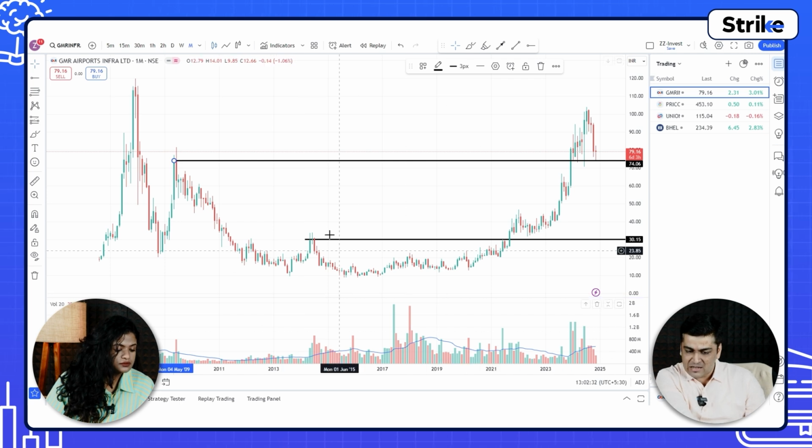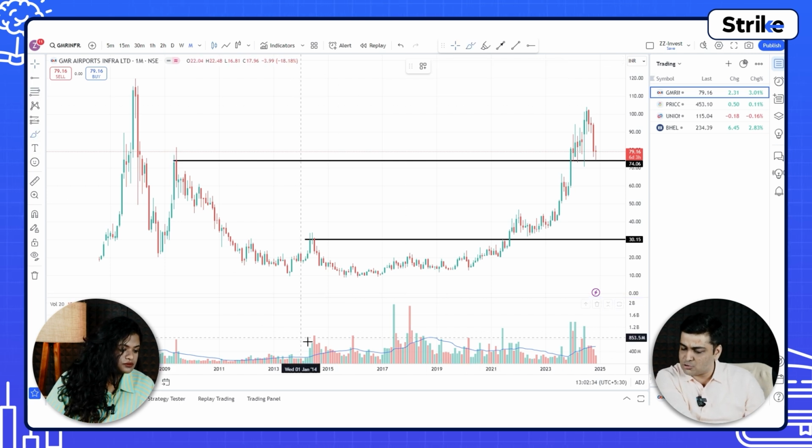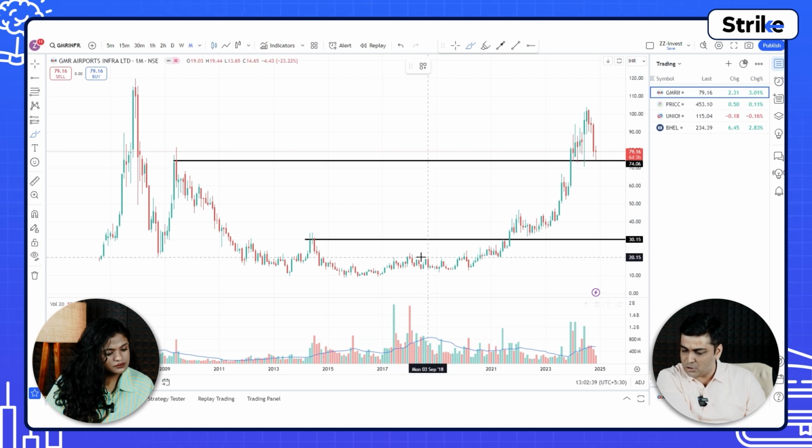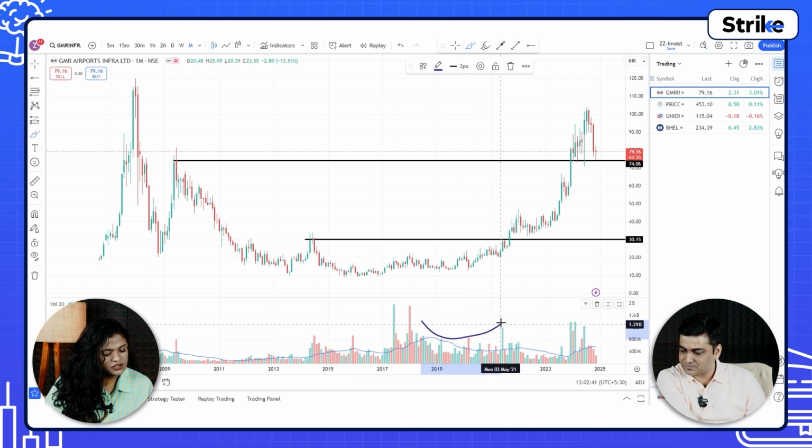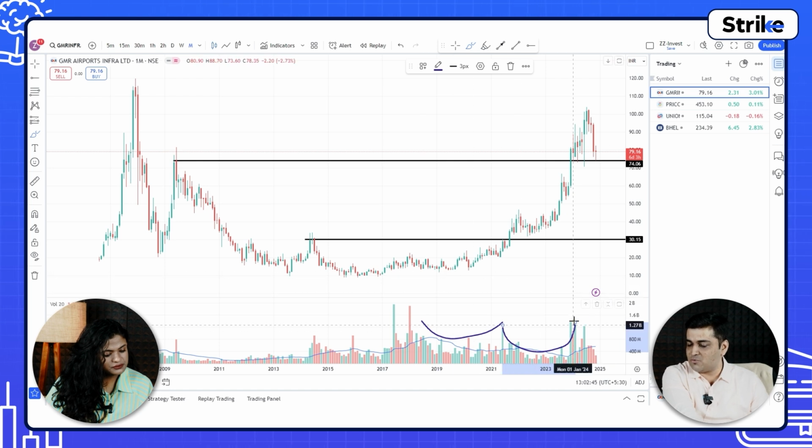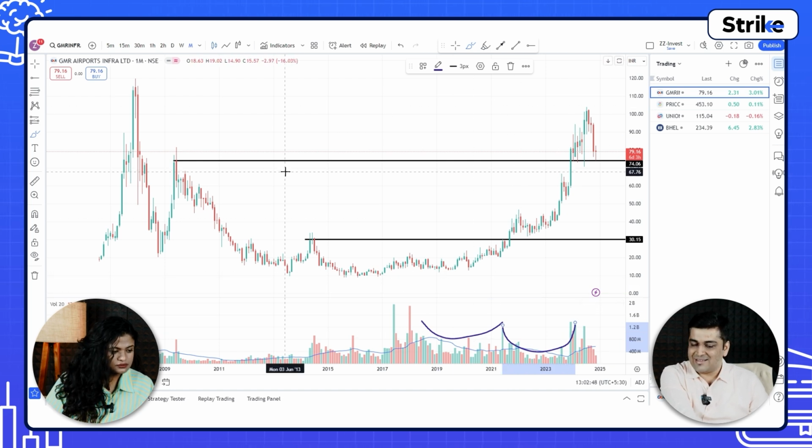All right. And see, as I spoke about the volumes also, when this was under formation, there was a big volume here, but over here, look at this. The volumes also make such kind of patterns. All right. So GMR Airports.